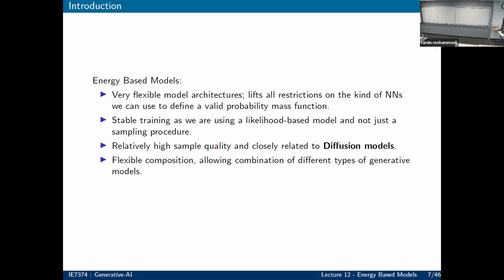It has stable training. We are using a likelihood-based approach for training it. It can produce high quality data. And it's pretty close to the idea of diffusion. What you're learning here is going to be the building blocks for the diffusion class. That's another thing about it.